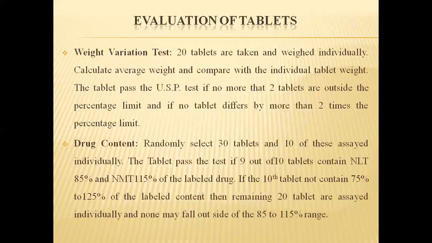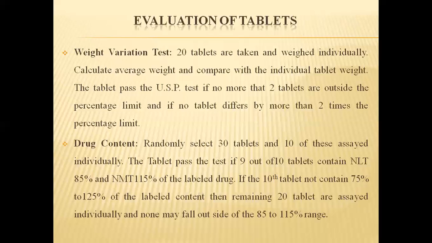In this test, we have to take 20 tablets and weigh them individually. We have to calculate the average weight, and the average weight should be compared with the individual weight of each tablet. The tablet passes the United States Pharmacopoeia test if not more than 2 tablets are outside the percentage limit and no tablet differs by more than 2 times the percentage limit.